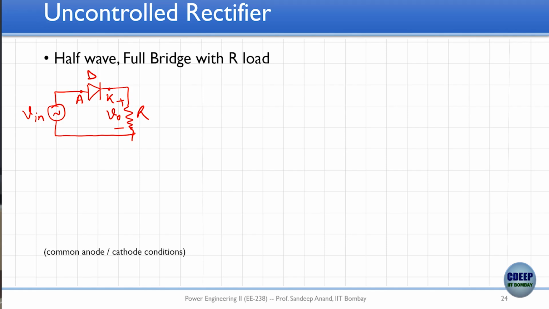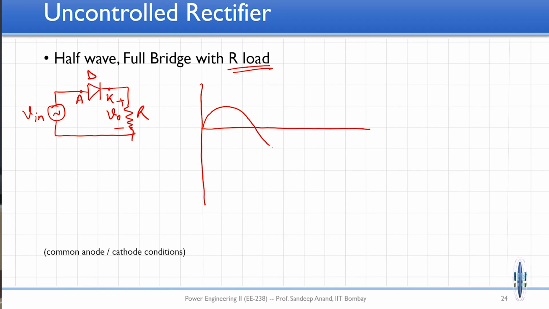So there is an input voltage which is an AC voltage. There's a single diode followed by a resistance, and the load is R load in this case. If I know that this is my input voltage, how would my output voltage look in this case? How would the output voltage look in this case?